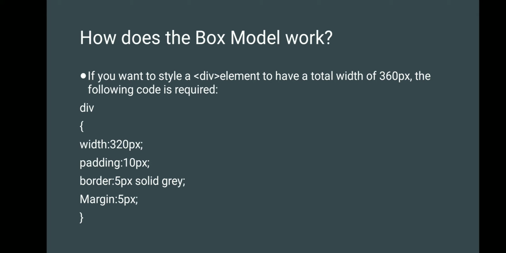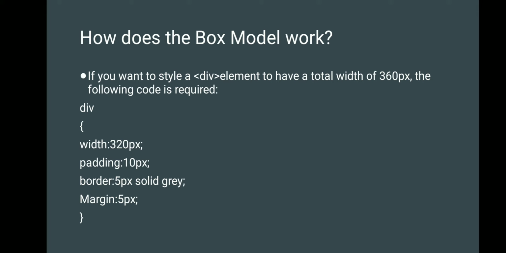Then padding. When we are considering width, we have to take horizontal values. That means left padding and right padding. Left padding is 10 pixels, right padding is 10 pixels. So total padding value is 20 pixels. Likewise, for border we also have to consider the left border as well as the right border. Left border is 5 pixels, right border is 5 pixels. So overall border value is 10 pixels. And for margin, left margin is 5 pixels, right margin is 5 pixels. So the overall margin value will be 10.